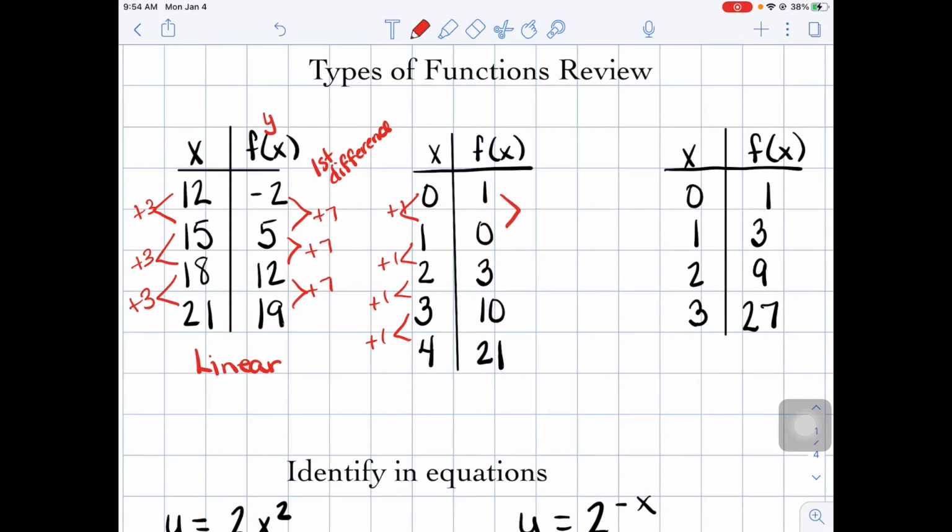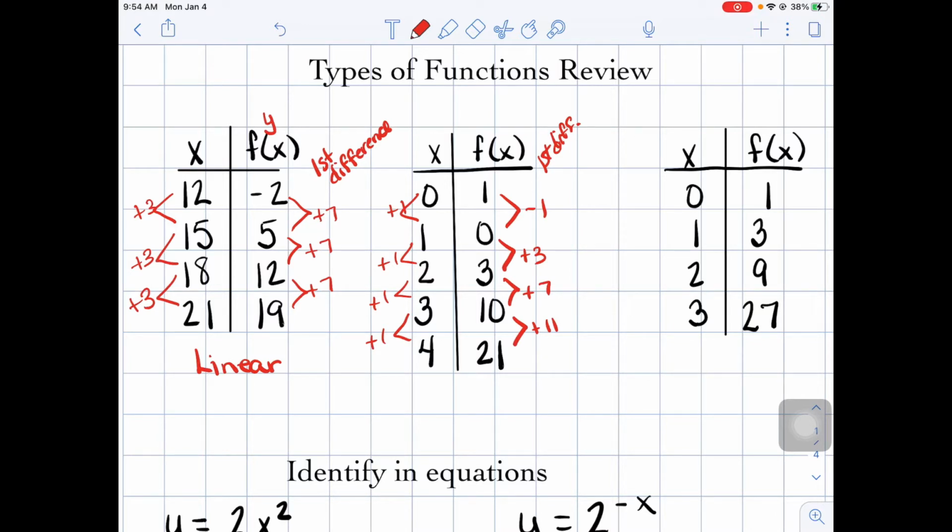If I think about going from 1 to 0, I subtract 1. 0 to 3, I add 3. 3 to 10, I add 7. And 10 to 21, I add 11. Well, that's not consistent. That's my first difference. So my first difference is not consistent, so I know immediately it's not linear. If I looked at them as slope, -1 over 1 would give me a slope of -1. A 3 over 1 would give me a slope of 3. So they don't have a consistent slope. That tells me right there it's not linear.